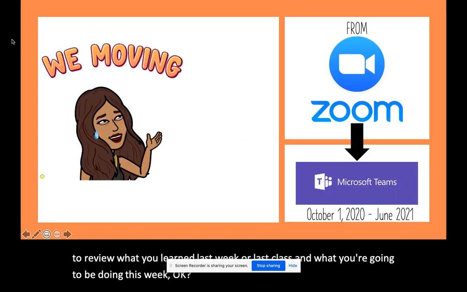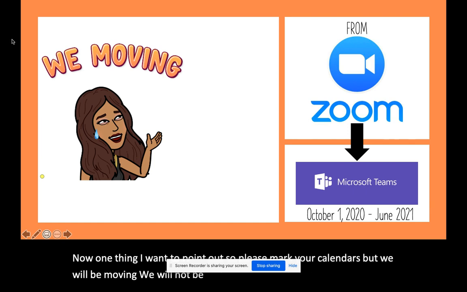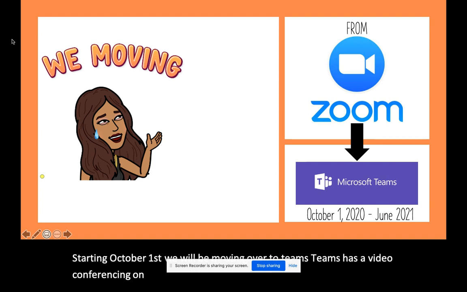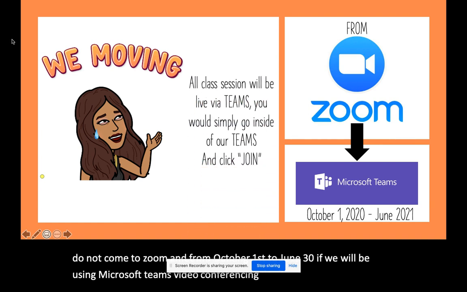Now, one thing I want to point out, so please mark your calendars: we will be moving. We will not be using Zoom starting October 1st. We will be moving over to Teams. Teams has a video conferencing feature called Meet. So starting October 1st, which is Thursday, do not come to Zoom. From October 1st to June 30th, we will be using Microsoft Teams video conferencing called Meet.